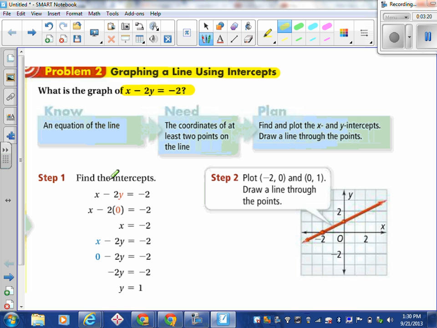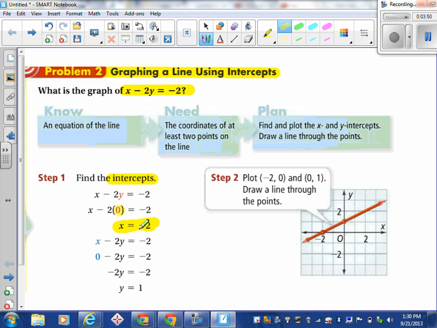So step 1, to find the intercepts, if we want to find the x-intercept, we need to make y 0. So we're going to substitute 0 in for y. When we do that, 0 times 2 cancels out, and you're left with x equals negative 2. So x equals negative 2. That is our x-intercept.